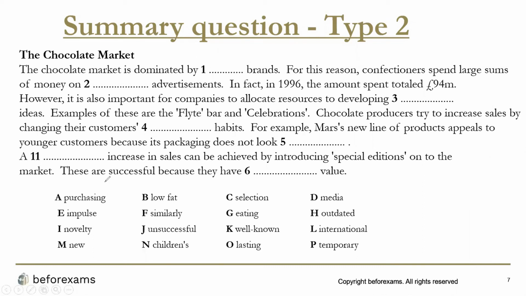Now, by purchasing brands, can this be the answer? No, this cannot be the answer. By low fat brands, maybe this could be the answer. By selection brands, this is not grammatically correct. By media brands, maybe. Impulse brand, not impulse brand, it could have been impulsive brand, so this is not the answer. By similarly brands, no. Similar brands, if it would have been similar, always remember you have to use the same keyword. So similarly brands could not be the answer.